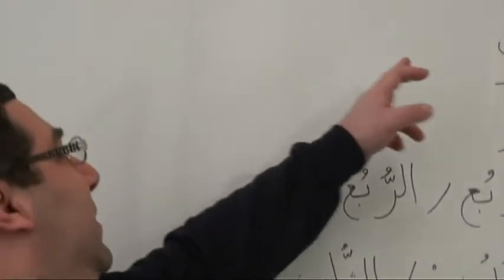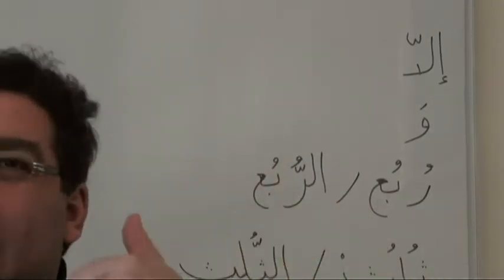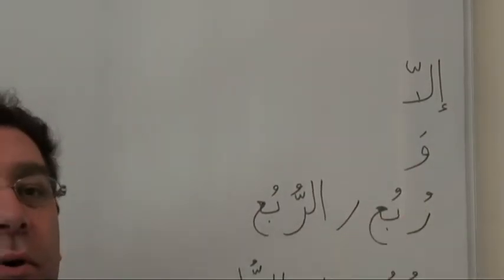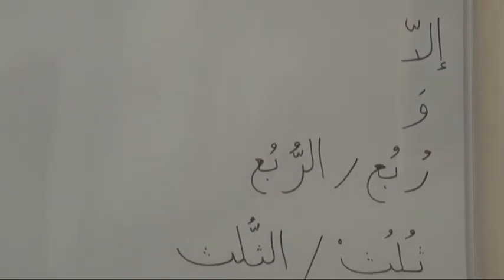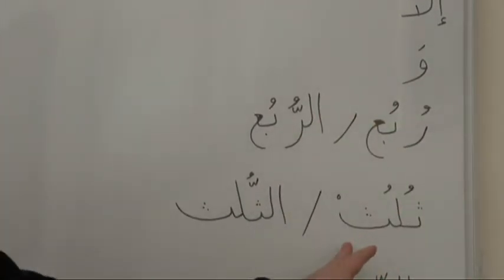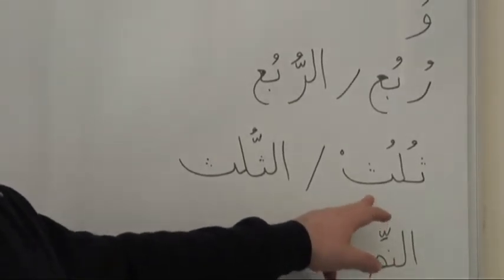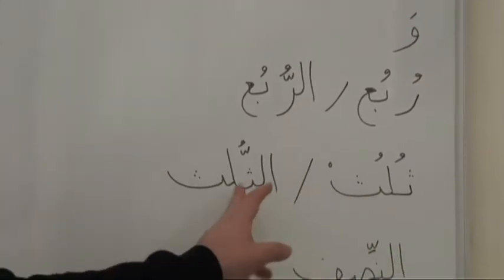Okay, now. So, what is the first one? Illa means two, or minus. In Arabic we use it as minus. Then, wa means and. Then, ruba'. Ruba' means 1/4 or quarter, or al-rubu'. Then thuluth. Thuluth means 1/3, or al-thuluth, also the same.